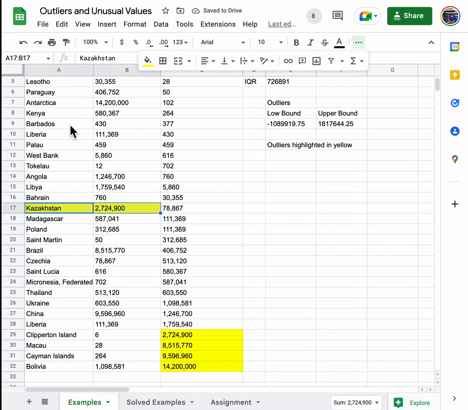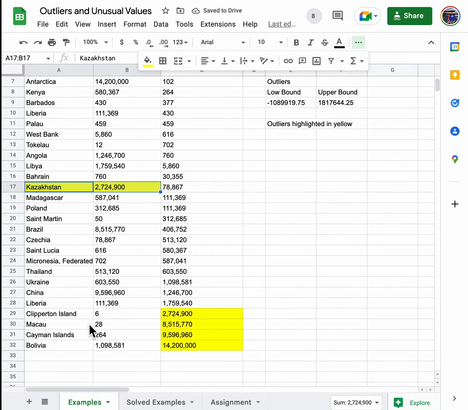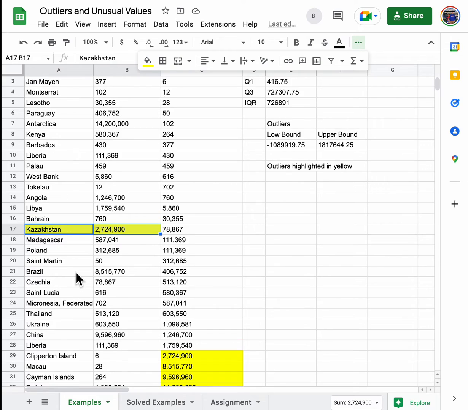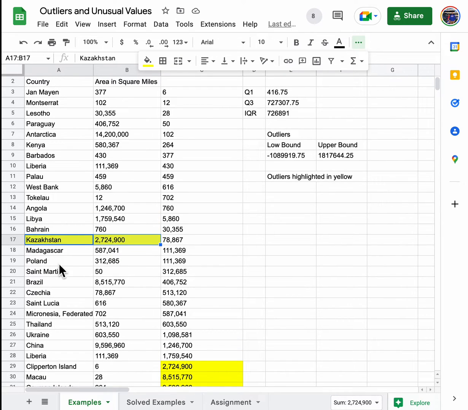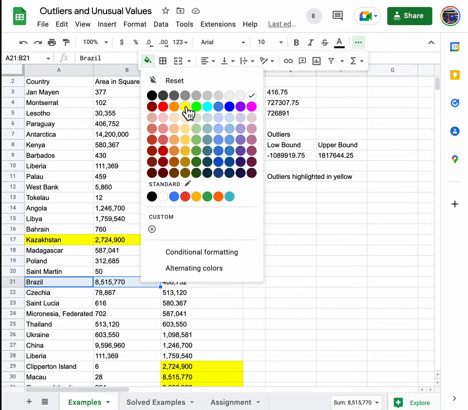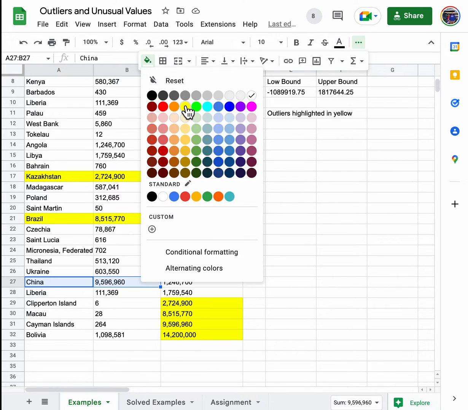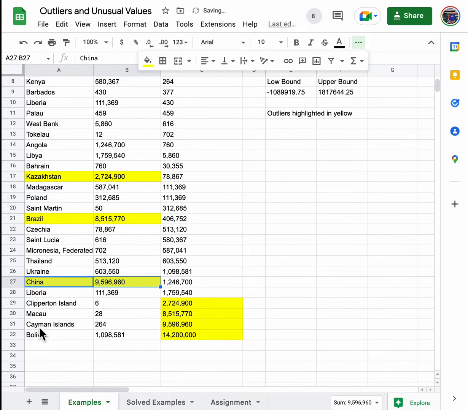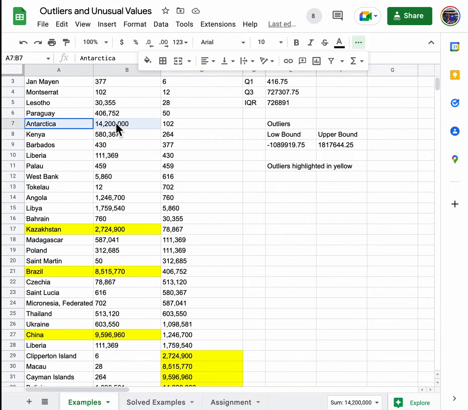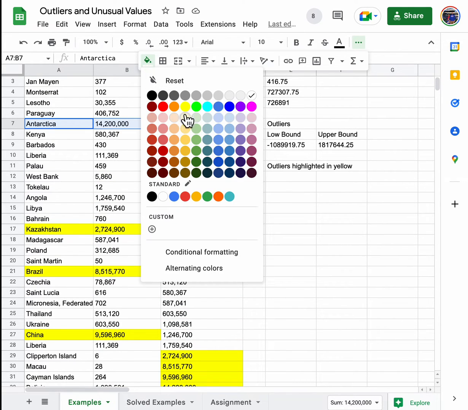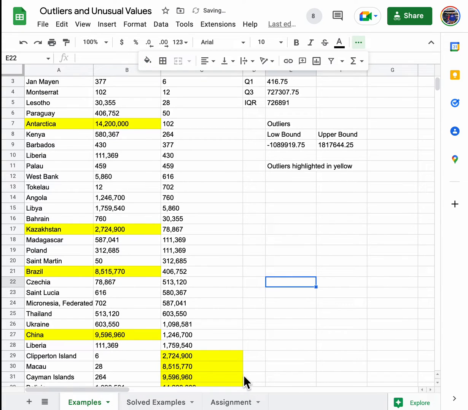85 and change. Where are you? 85. Oh, actually 8.15. There we are. Brazil. And then we'd have China. And Antarctica, wherever that ended up. So if you needed the names to go along with it, you'd have to do that also.